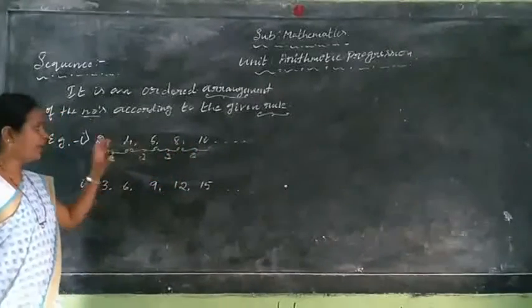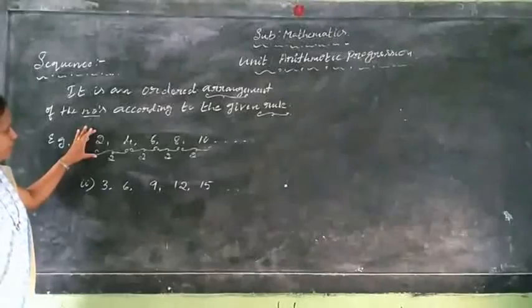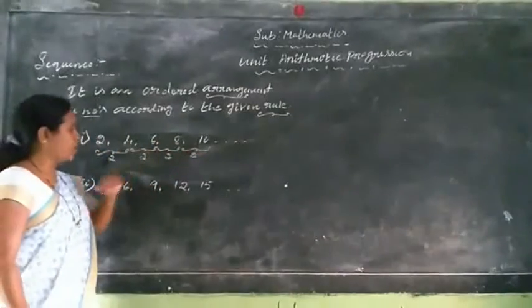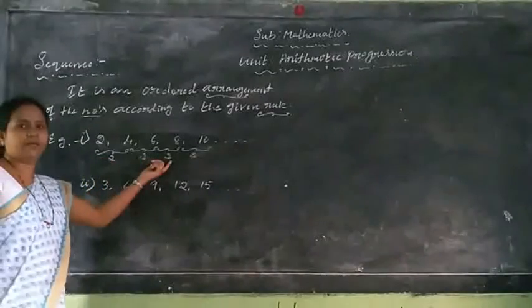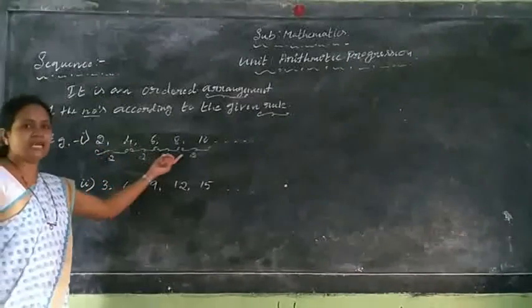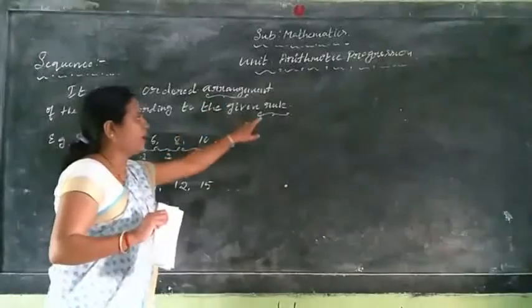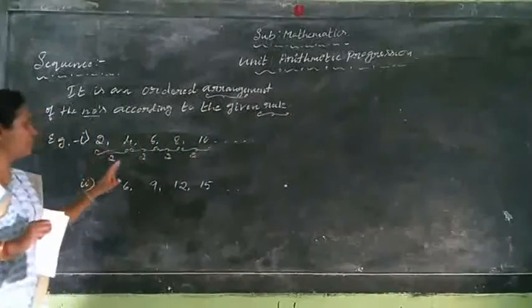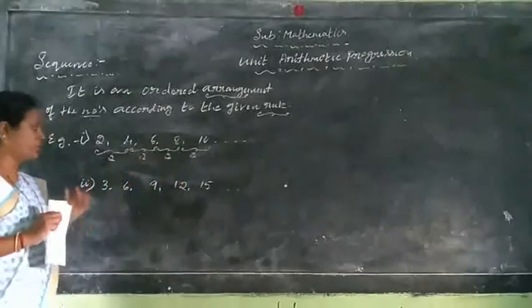isn't it? So, here the numbers are arranged in an ascending order, children, and the rule is for each term 2 is added. Arrangement is the numbers are arranged in the ascending order, and the rule is 2 is added frequently. Got it? So, now we move on to the second one.